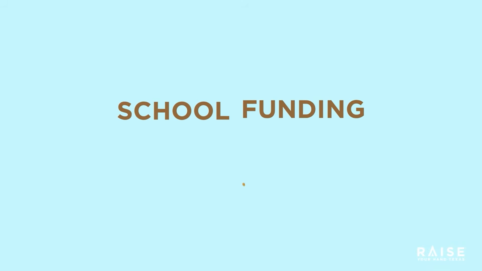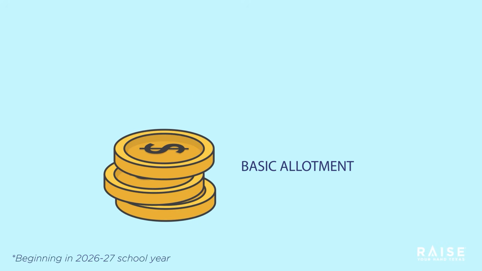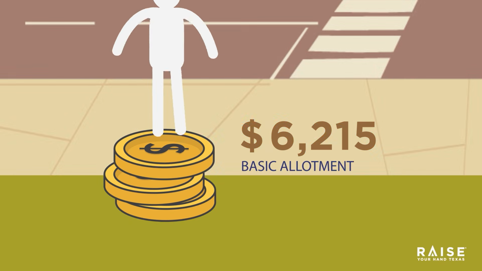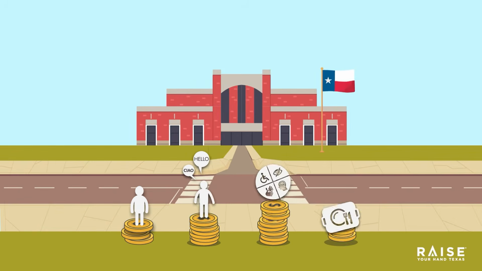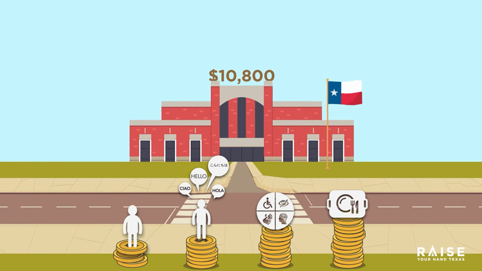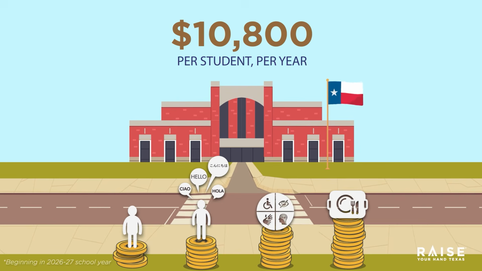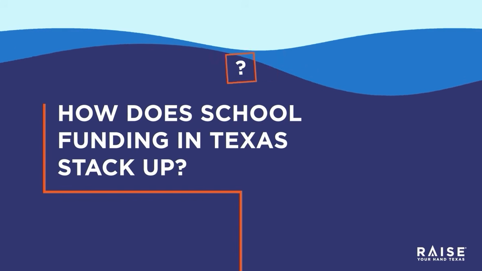The per-student funding a district receives begins with a set dollar amount for each student. This is known as the basic allotment, which is set at $6,215. Schools receive additional funding based on specific student demographics and district characteristics. So, when you add up all these different funding allotments, the average school district in Texas receives about $10,800 per student per year. How does school funding in Texas stack up to the rest of the country?